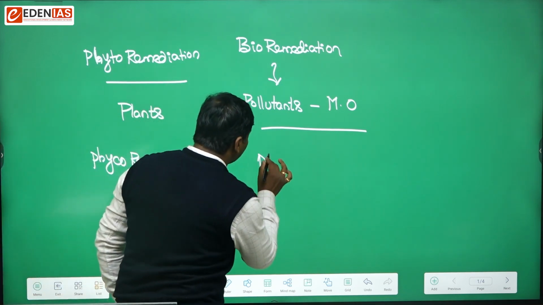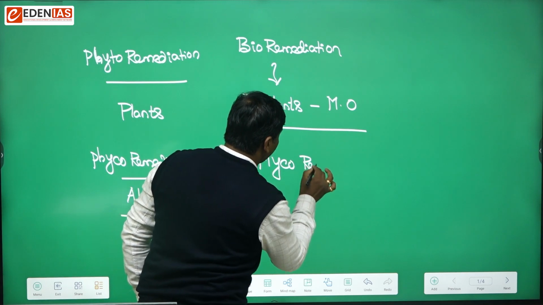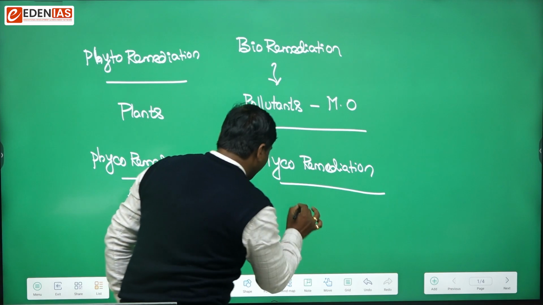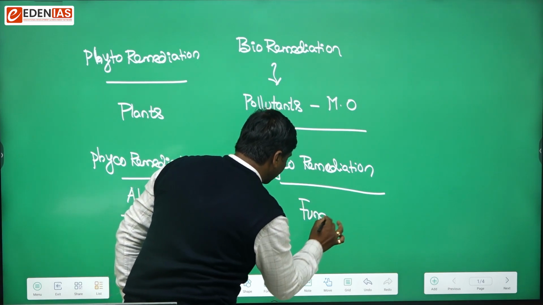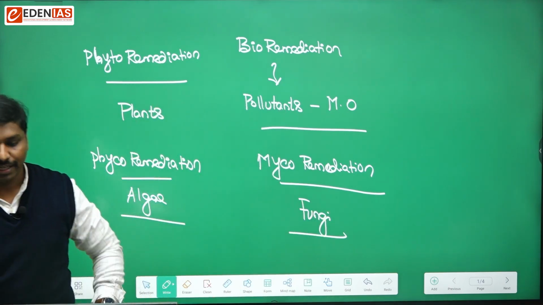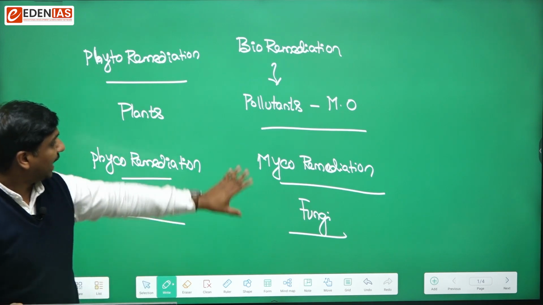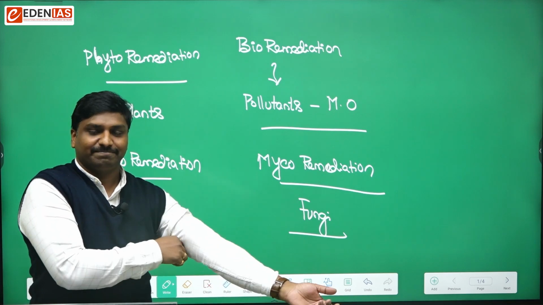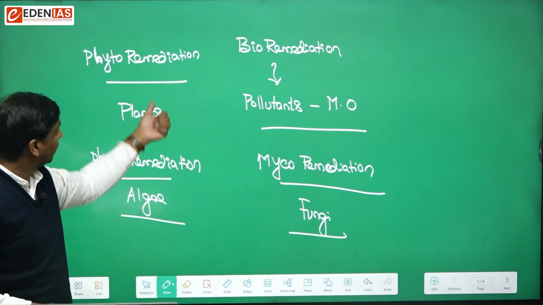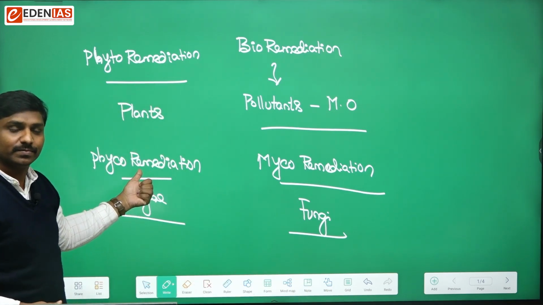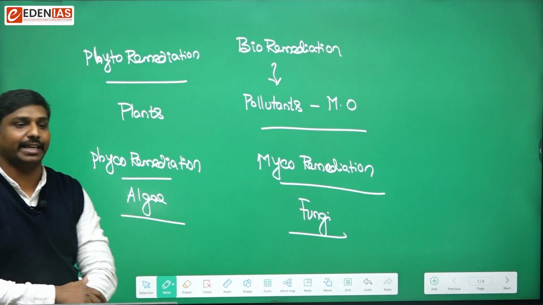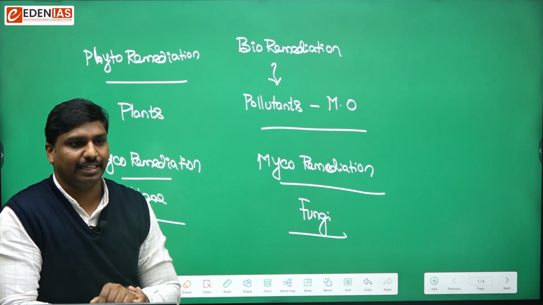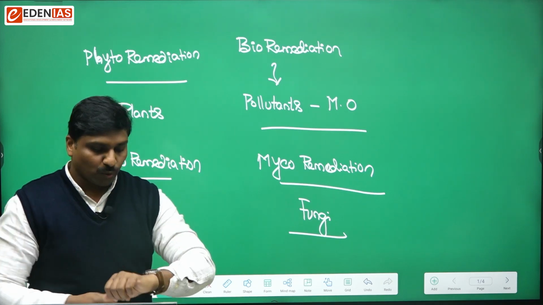And there is another term called mycoremediation. Myco, so it is the use of fungi. Are you getting that? When you use fungus, that is mycoremediation. These are 4 types of techniques that are being used. Phyco means when you use algae to treat polluted water or polluted sites. Phyco means algae.